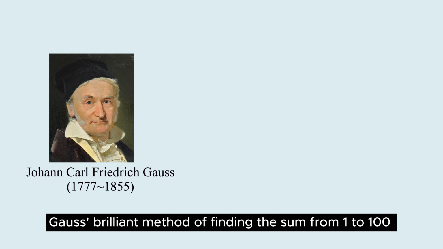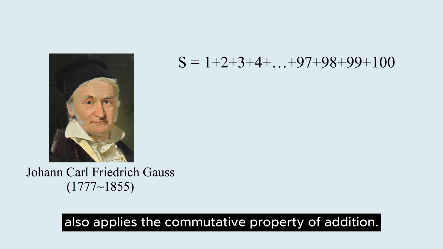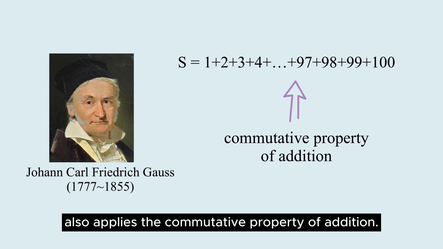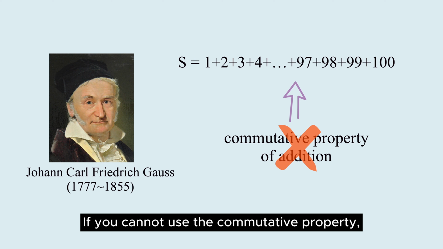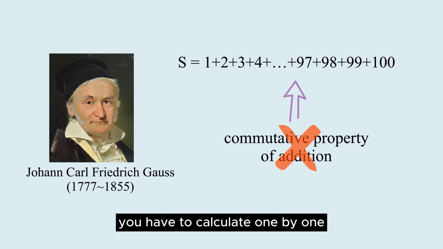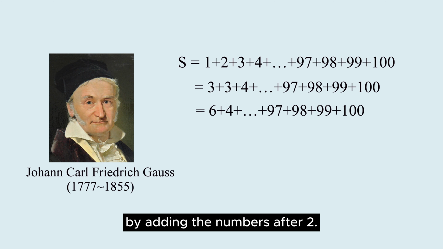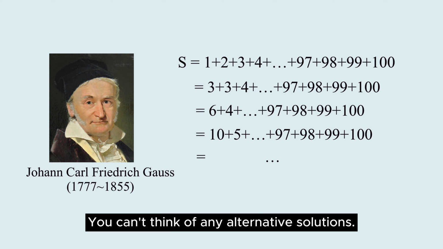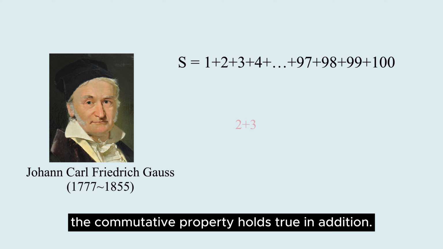Gauss' brilliant method of finding the sum from 1 to 100 also applies the commutative property of addition. If you cannot use the commutative property, you have to calculate one by adding the numbers after 2. You can't think of any alternative solutions. But fortunately, the commutative property holds true in addition.